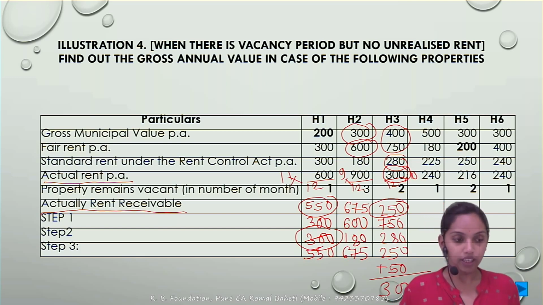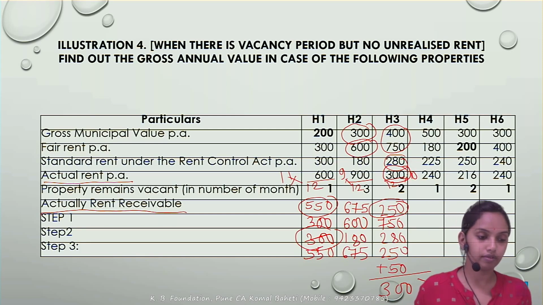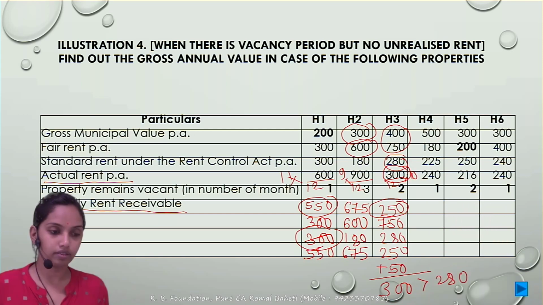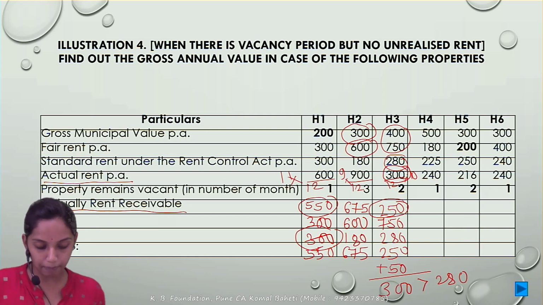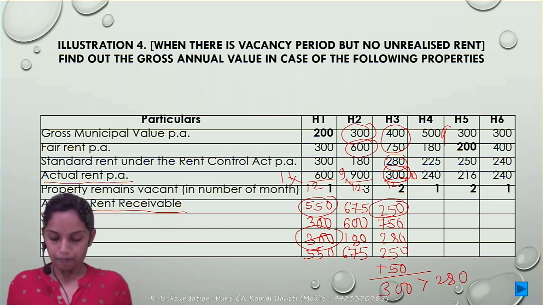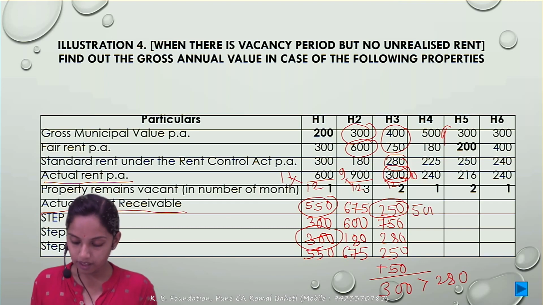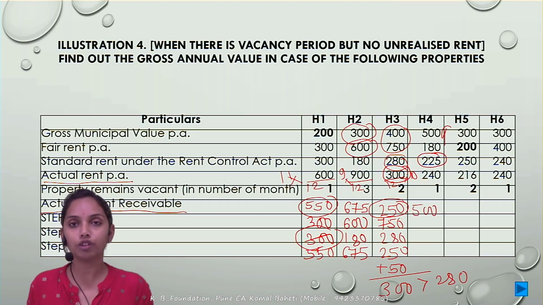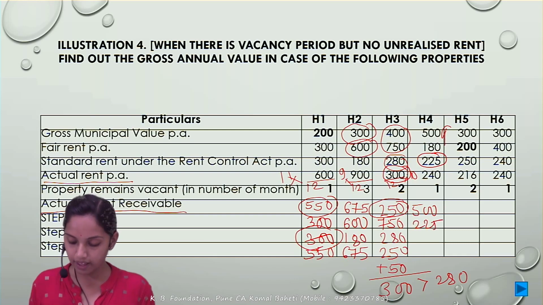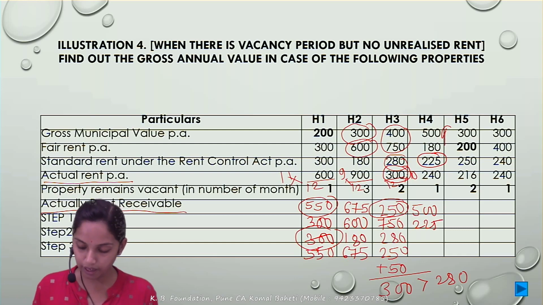House 4, the municipal value is to be compared with the fair rent, whichever is higher. So step 1 answer would be 500. Step 2, it is to be compared with the standard rent, so whichever is lower, 225. You will have to calculate actual rent receivable. How much is actual rent receivable or received?